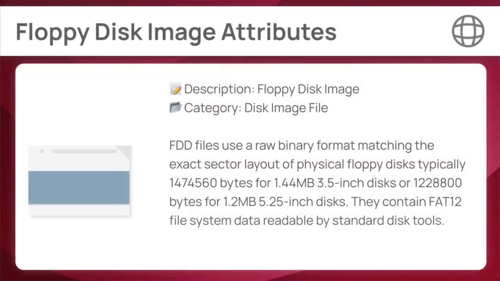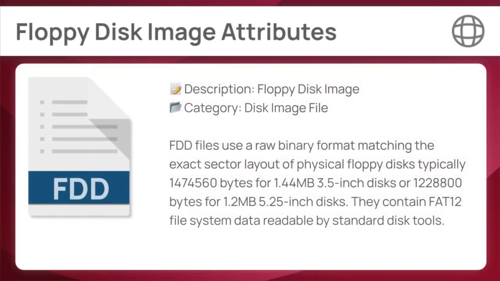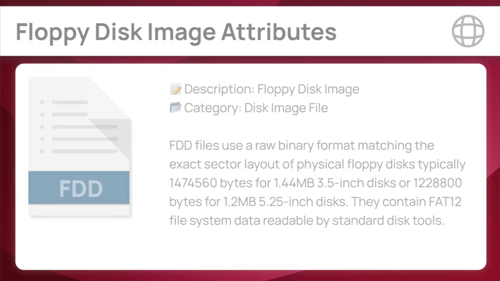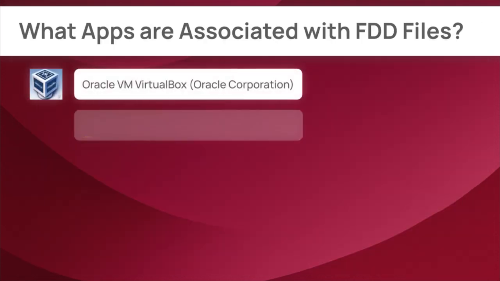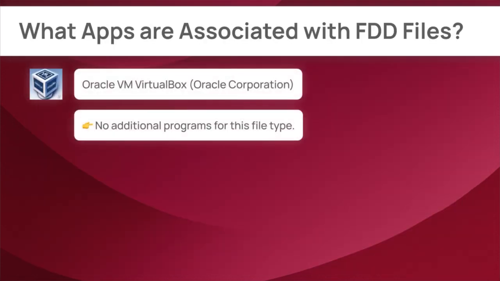FDD files use a raw binary format matching the exact sector layout of physical floppy disks, typically 1,474,560 bytes for 1.44 MB 3.5-inch disks, or 1,228,800 bytes for 1.2 MB 5.25-inch disks. They contain FAT12 file system data, readable by standard disk tools. The fundamental reading standard for FDD is set by Oracle VM VirtualBox from Oracle Corporation.